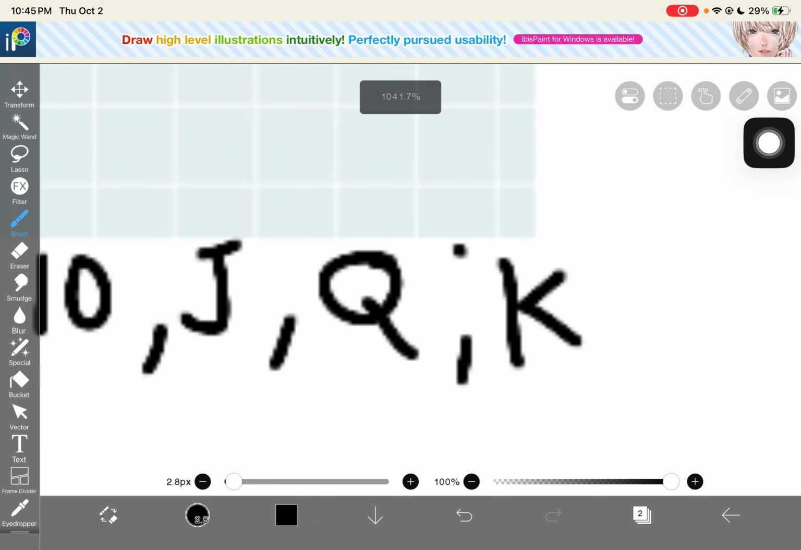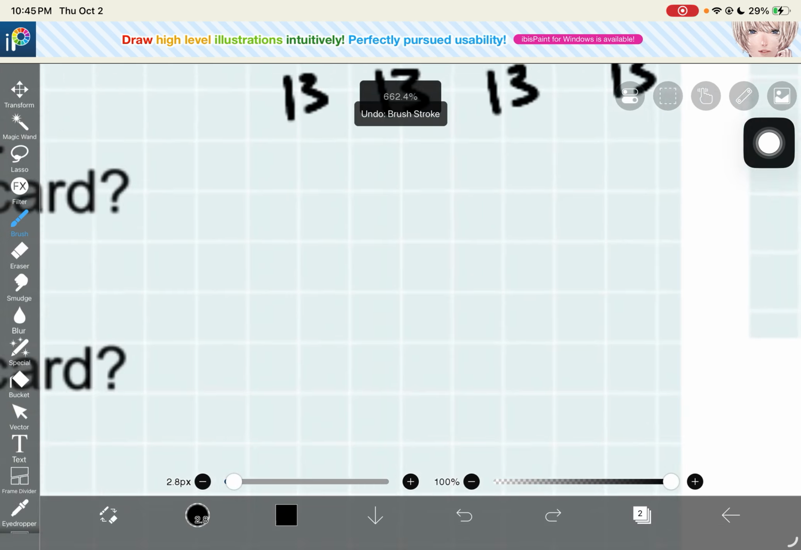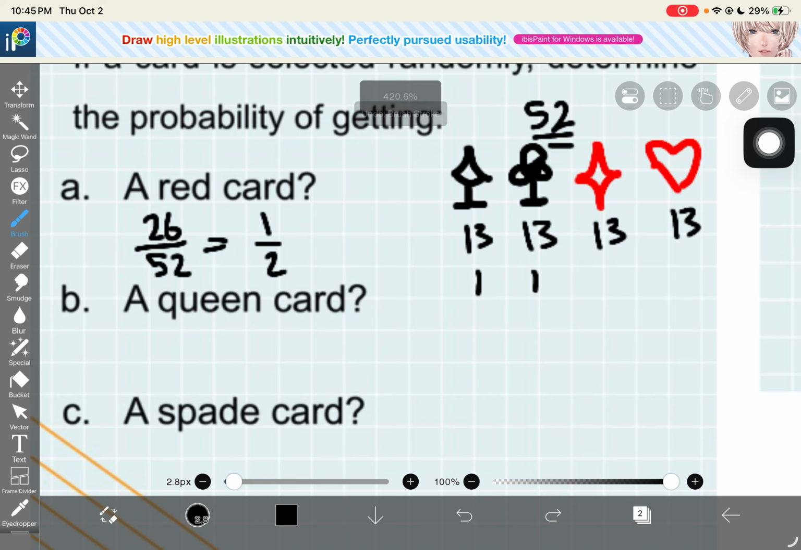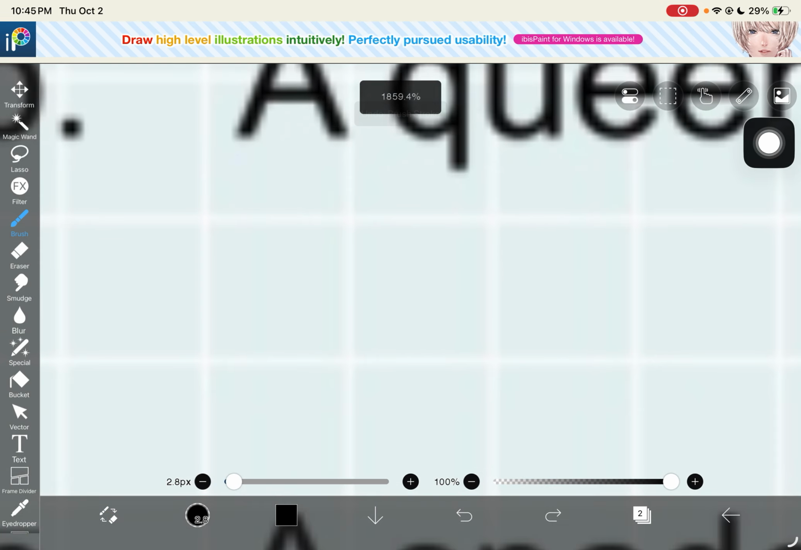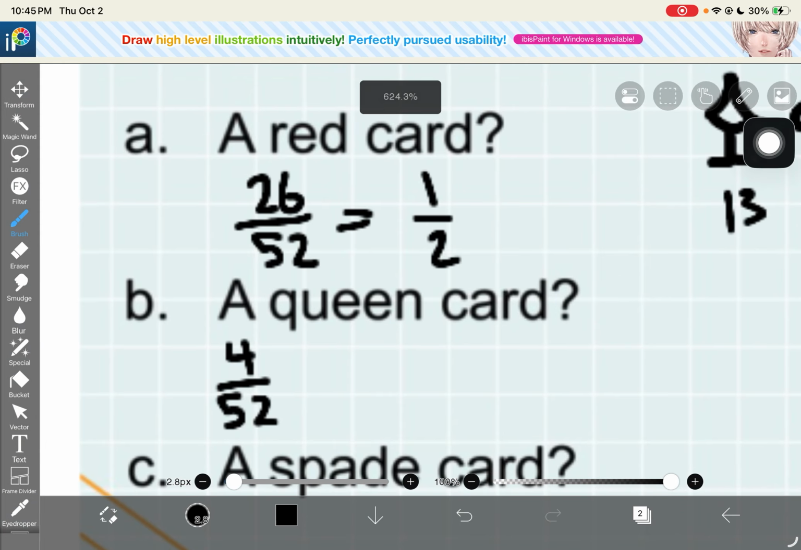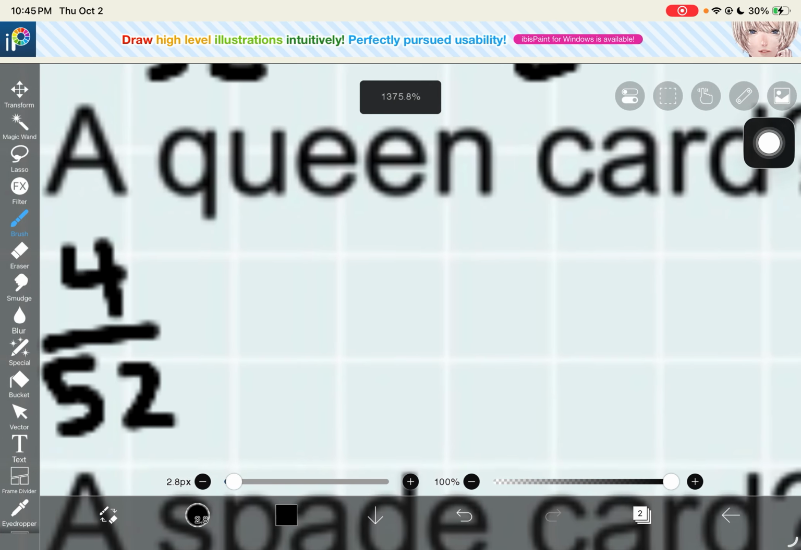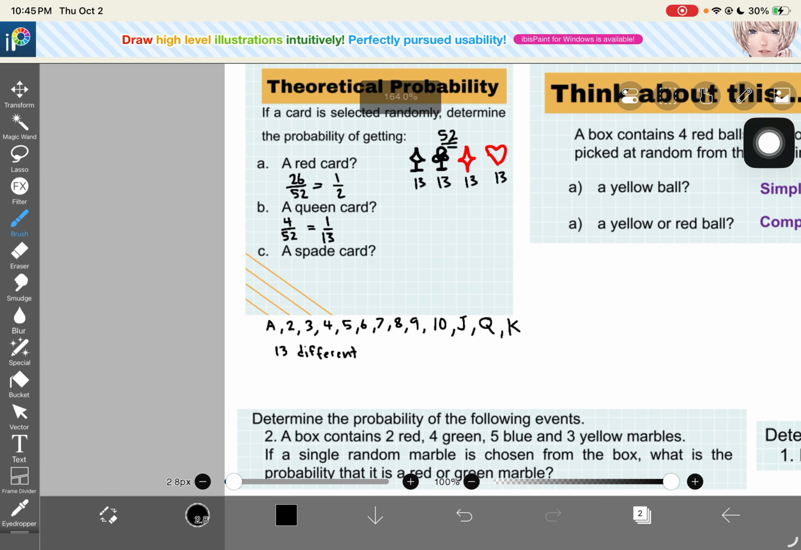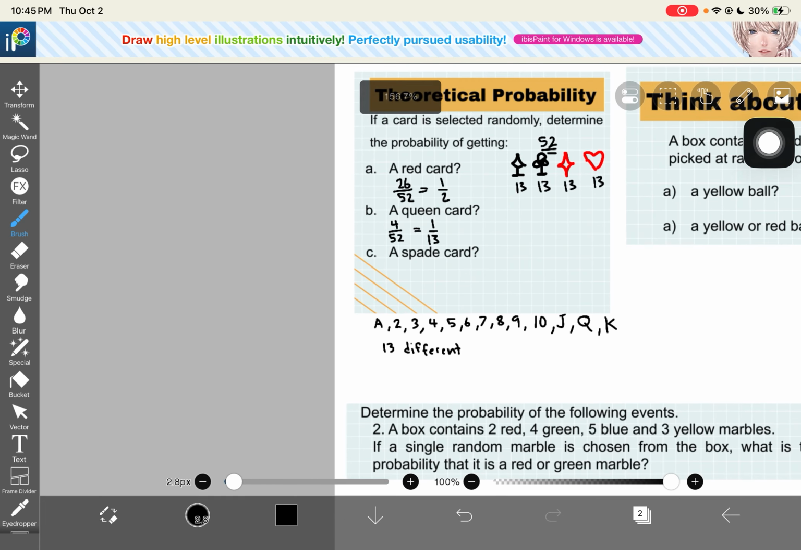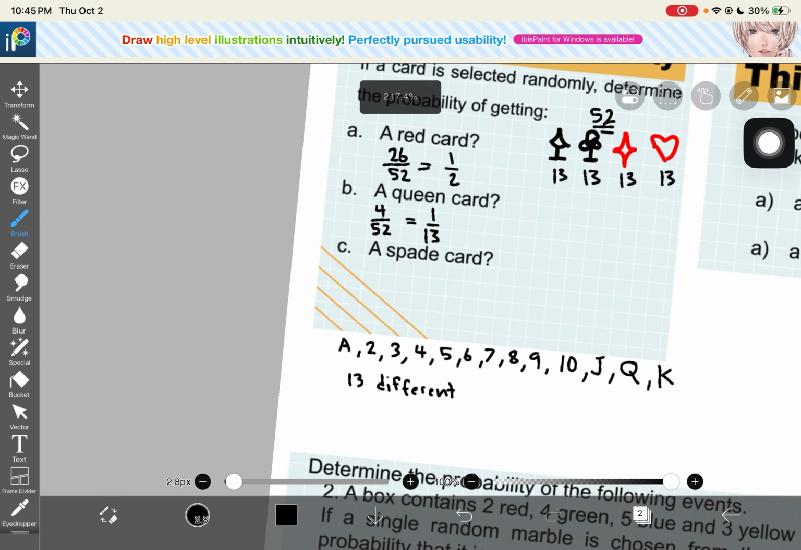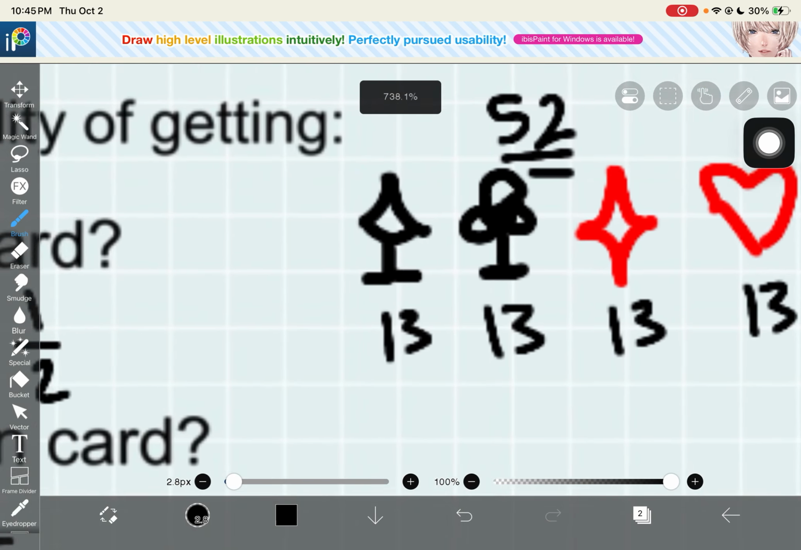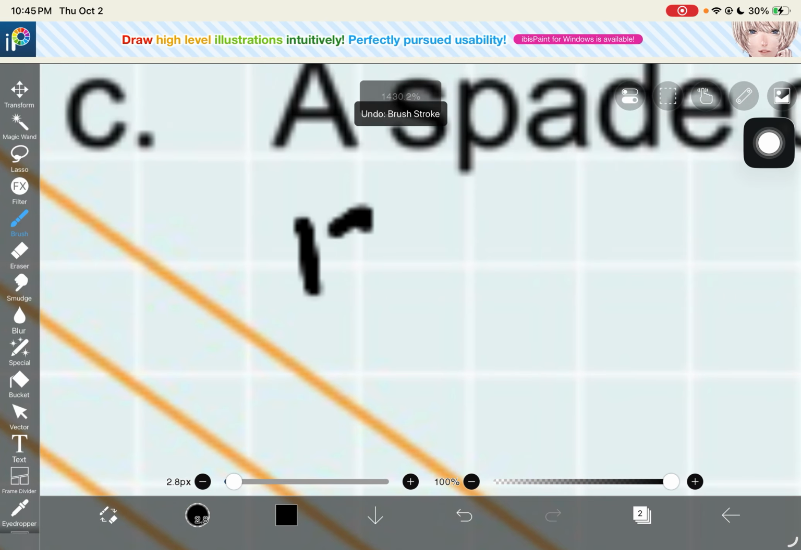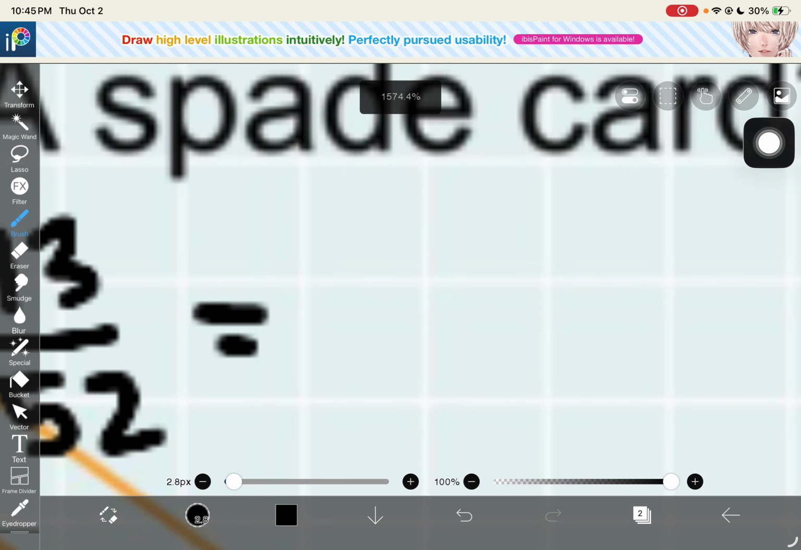So what's the probability of getting a queen? We have one queen over here, one queen over here, one queen over here, one queen over here. So we have 4 over 52, because one from each suit, 52 for the total cards. Simplify that, and that's 1 over 13. Next, a spade card. Spade is one of the suits over here, so 13 over 52, and that's equal to 1/4.